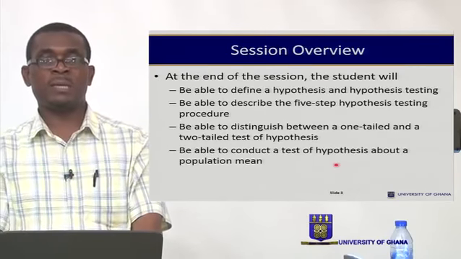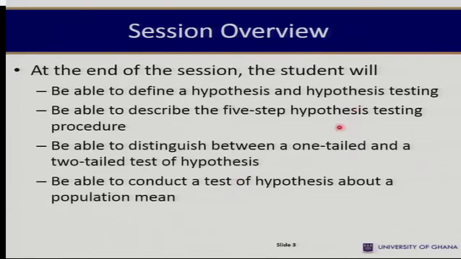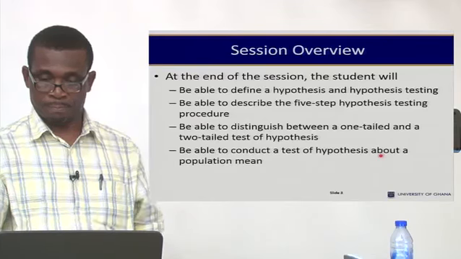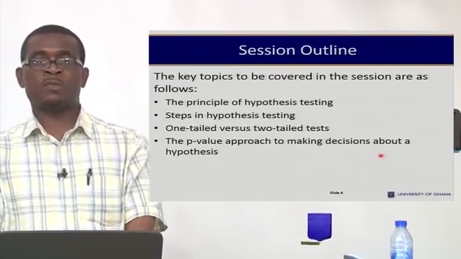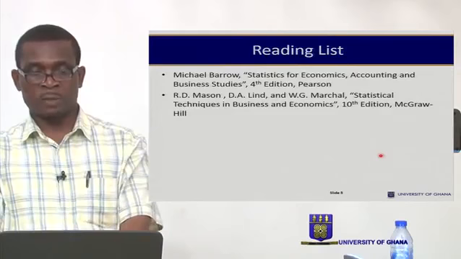By the end of this session, you should be able to define a hypothesis and hypothesis testing. You should be able to describe the 5 steps involved in hypothesis testing. You should be able to distinguish between one-tailed and two-tailed tests of hypothesis, and also be able to conduct a test of hypothesis about the population mean. Okay, so this is how the presentation is structured, and our texts as usual.